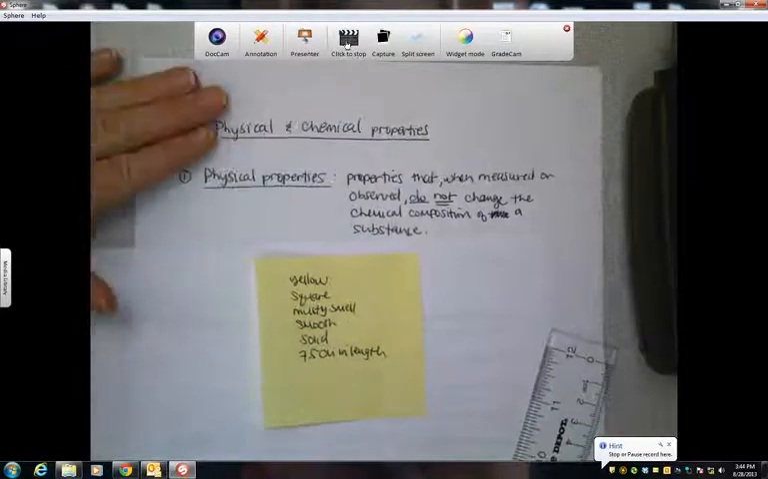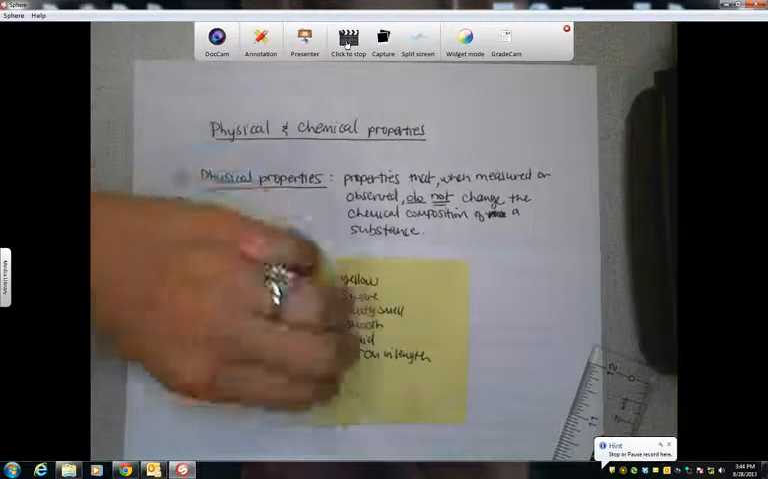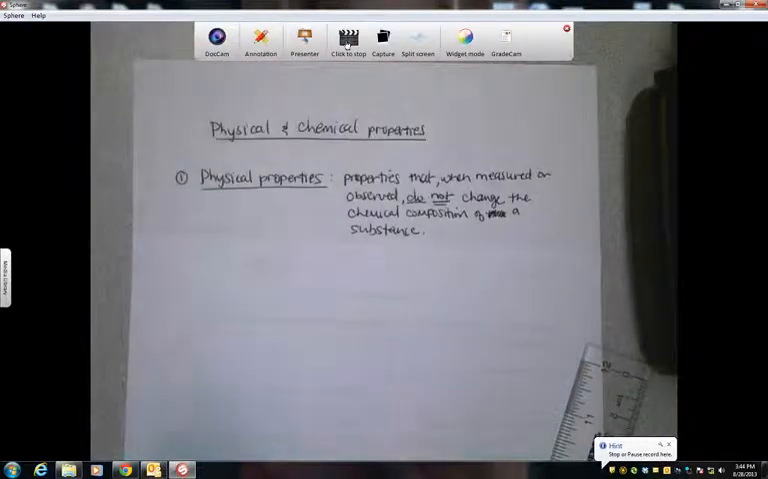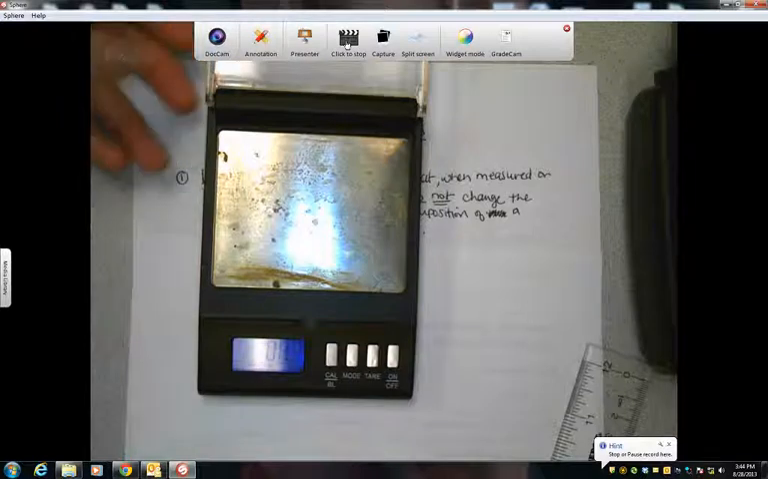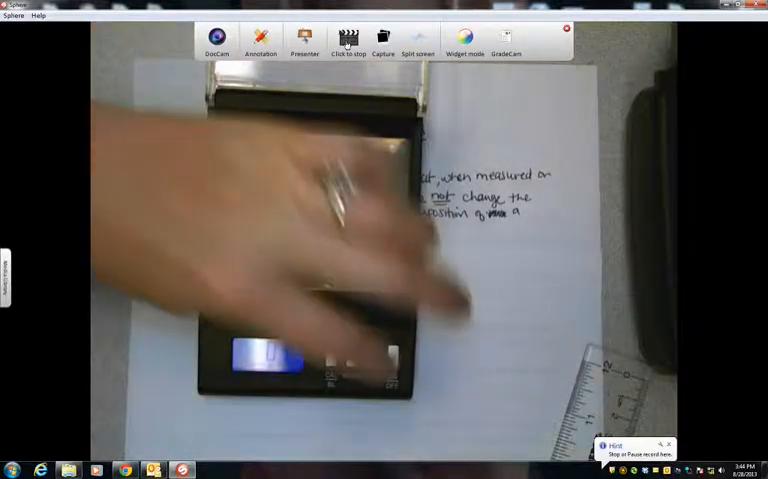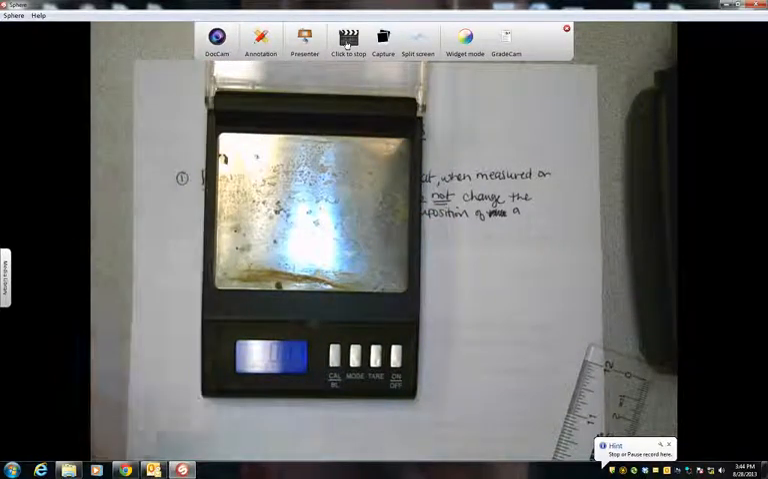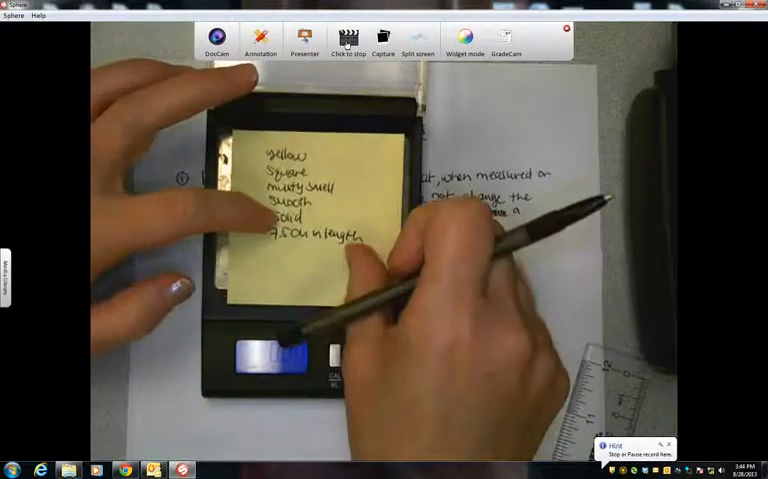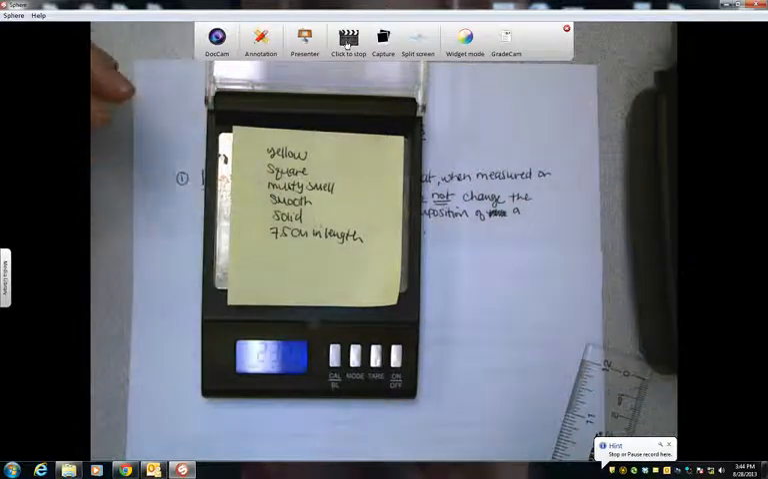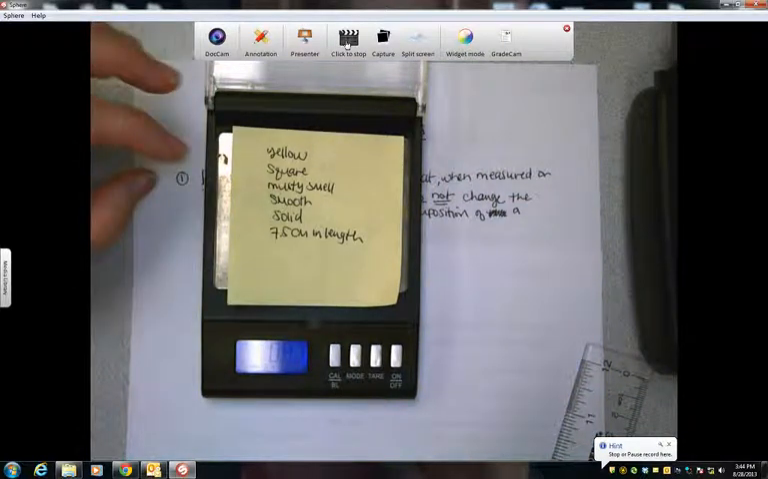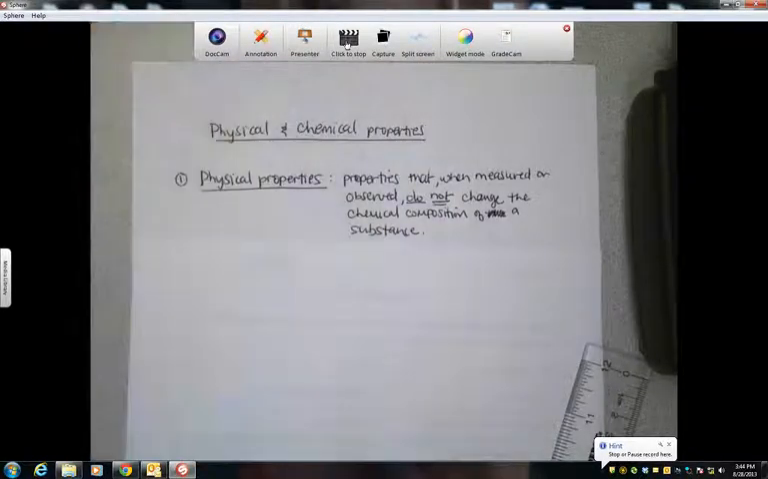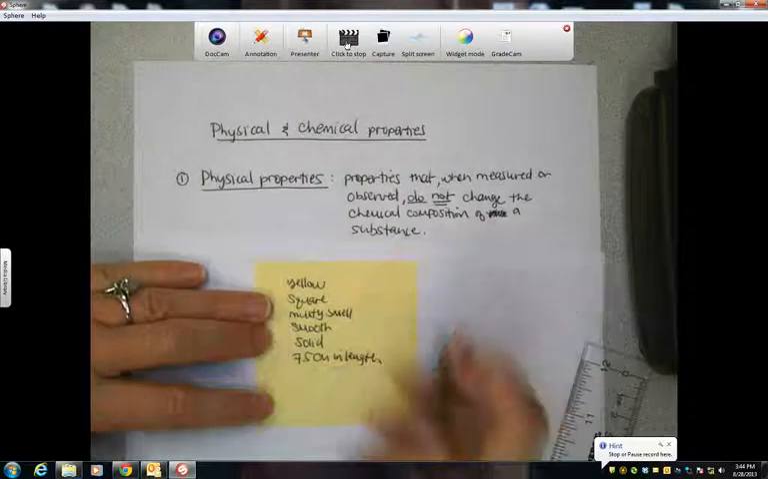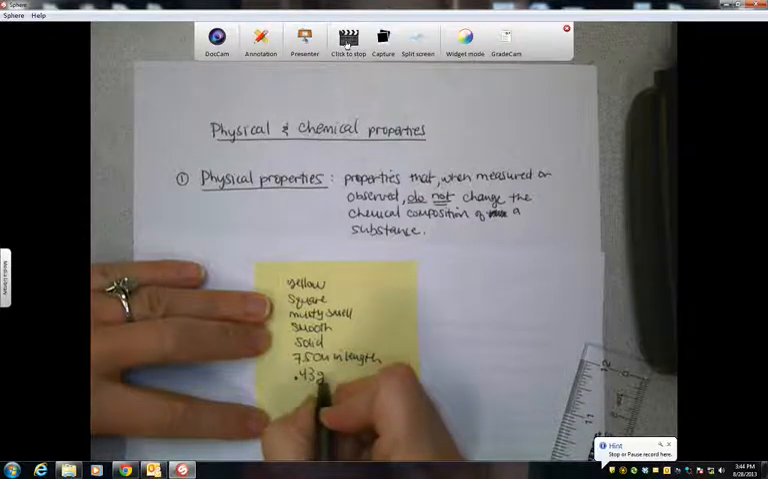I could actually weigh it if I wanted to. So I've got a scale right here, and I don't know if you can actually read the scale at all. I'll try to get it to 0 here. But I can put this paper on the scale and weigh it, and it weighs about 0.43 grams. So I can write down that it has a mass of 0.43 grams.